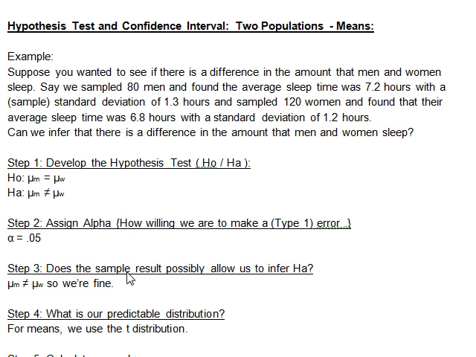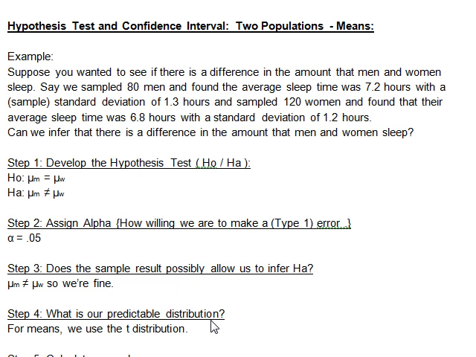Now, did the sample results possibly allow us to infer HA? Step 3. And we have a sample mean for men of 7.2 and a sample mean of women of 6.8. They're not equal, so we could possibly infer it. How come we don't automatically infer it? Because sample results vary, and it's conceivable that the null is true, and we'd get this sample result. So we have to see how unlikely that sample result is.